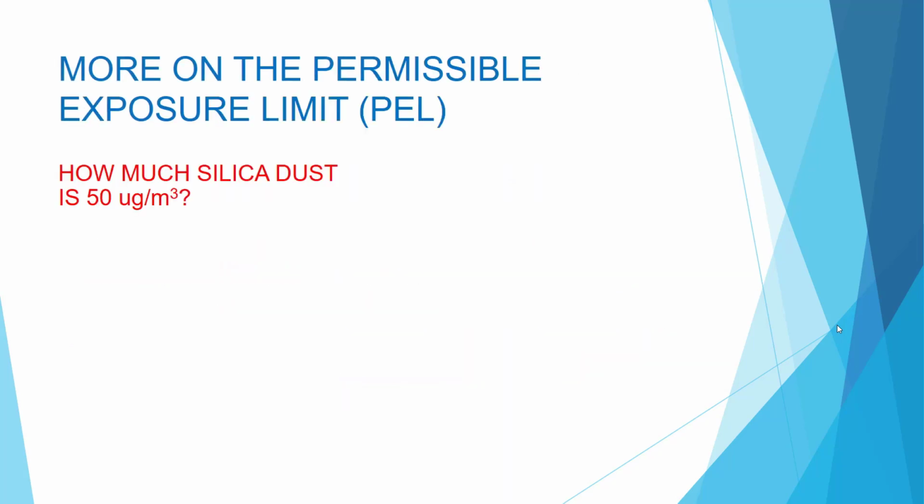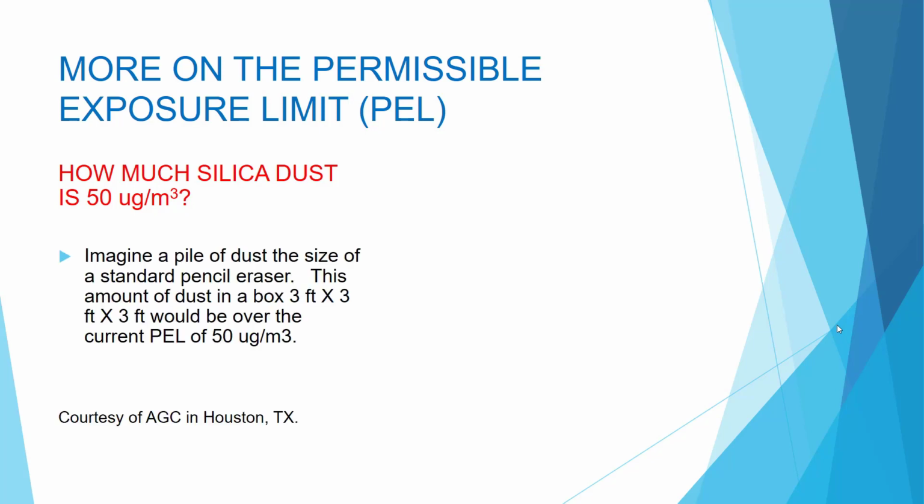For most of us, it's hard to imagine just how much silica dust is 50 micrograms per cubic meter of air. Shown on this slide is a good explanation shared by a health and safety professional. Imagine a pile of dust the size of a standard pencil eraser. This amount of dust in a box that is 3 feet by 3 feet by 3 feet would be over the current PEL of 50 micrograms per cubic meter. That's not a lot of dust.